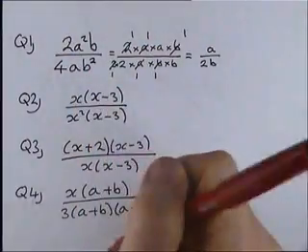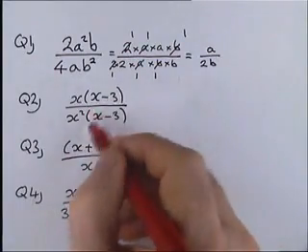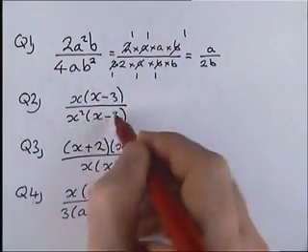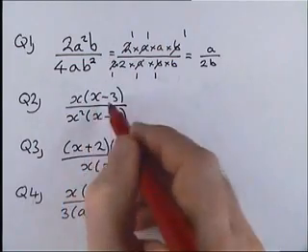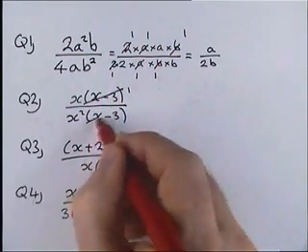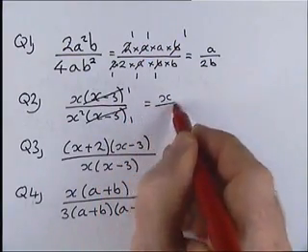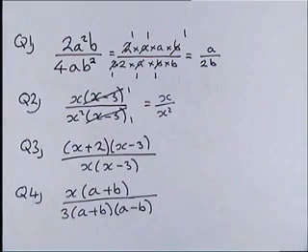Now looking at question 2, let's deal with the x minus 3 first. So the x minus 3 is a number that's common to both the numerator and the denominator. So if I divide the top by x minus 3, I get 1. If I divide the bottom by x minus 3, I get 1. And that leaves me x over x squared.